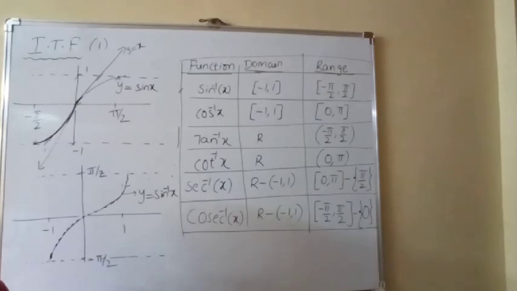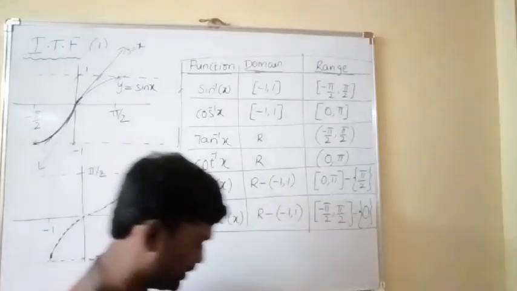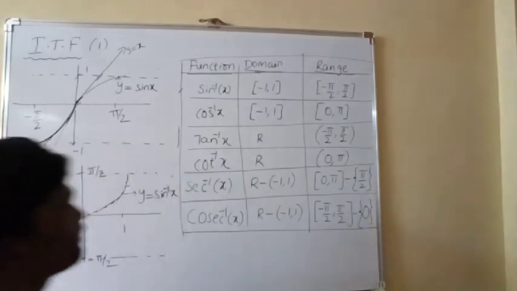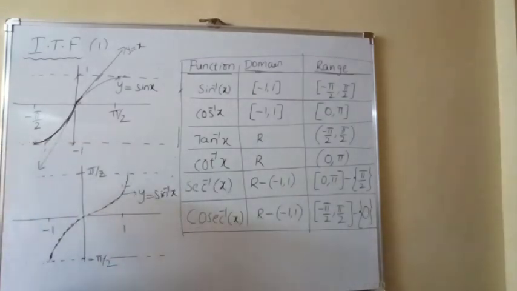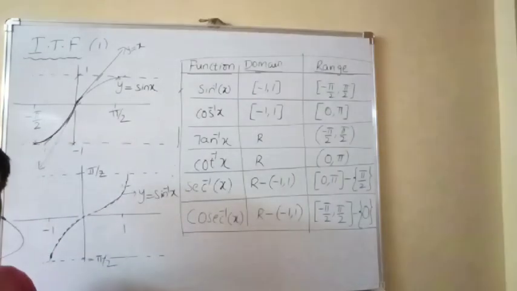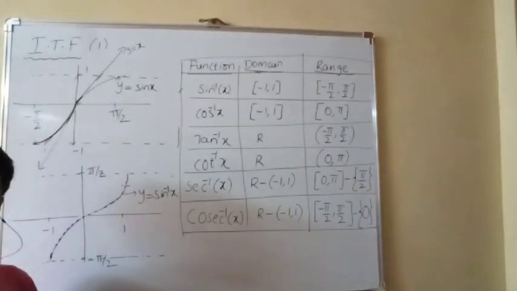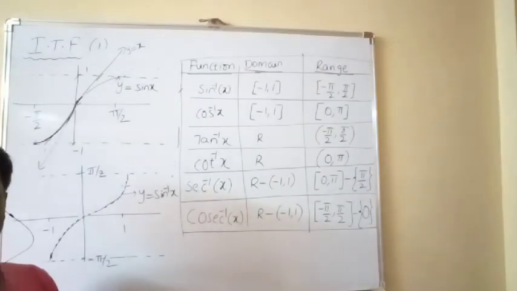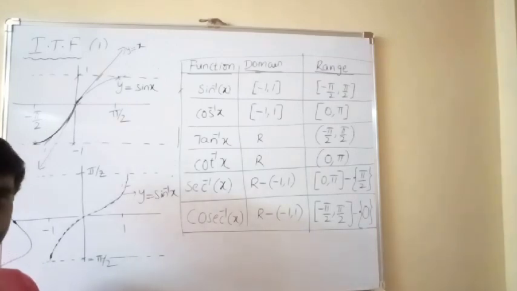Now, next one is, remember this point. Which point do we have to remember? The reflection of y is equal to f x with respect to the line y is equal to x, whatever graph you are getting, that is the graph of the inverse of the function, that is y is equal to f inverse x.